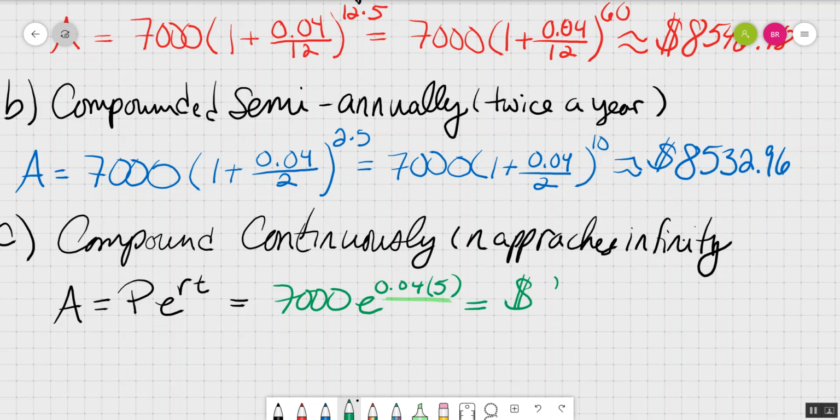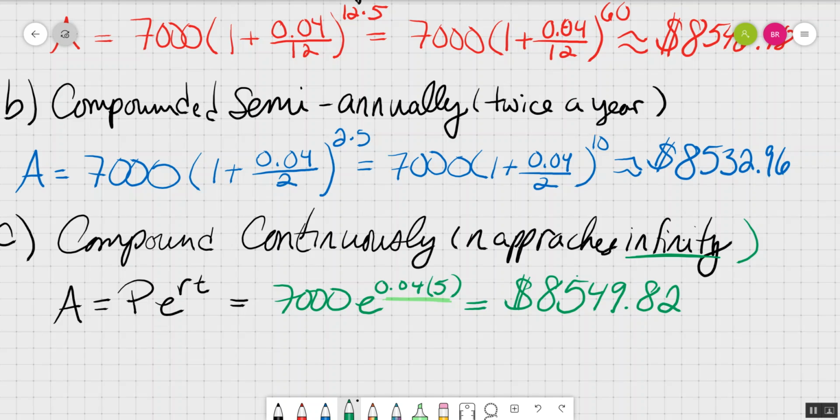And when you do, you should get $8,549.82. So what does this mean? If I did an infinite number of compounds, the biggest my money could be would be $8,549.82. That is the largest it could possibly be. So when we compare these, they're all pretty close, but compounding an infinite number of times obviously is going to give us the largest value.